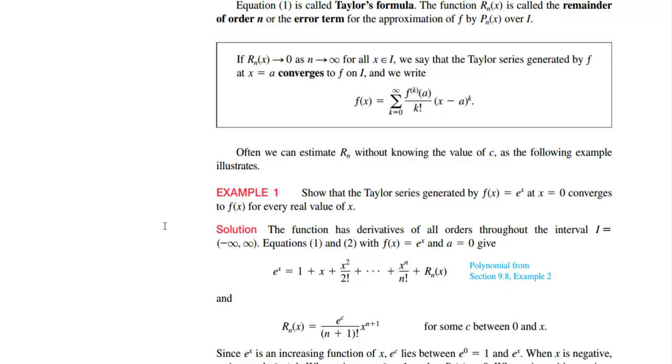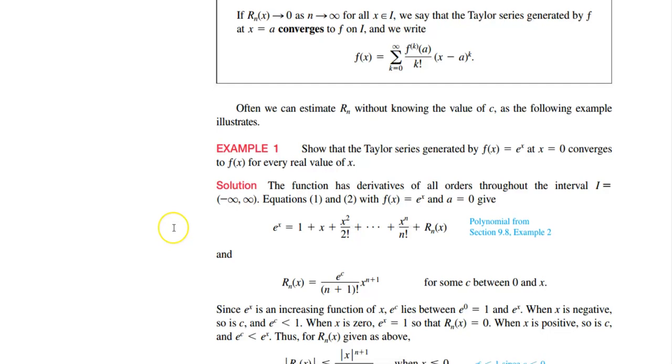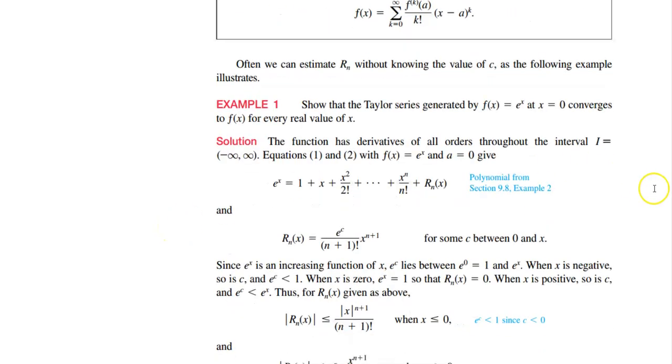And we write f(x) is the sum over k from 0 to infinity of the kth derivative of f at a over k factorial times (x minus a) to the k power. Now, a lot of the time we can estimate that r sub n function without knowing the value of c, as the following example shows. Show that the Taylor series generated by f(x) equals e to the x at x equals 0 converges to f(x) for every real value of x. Well, that function has derivatives of all orders throughout the interval I, which is the real line.